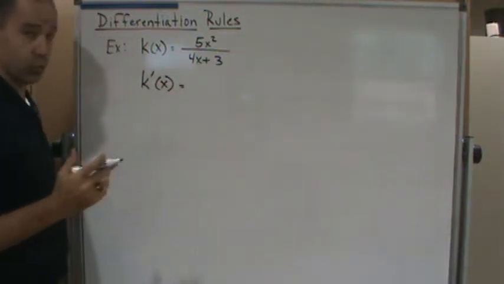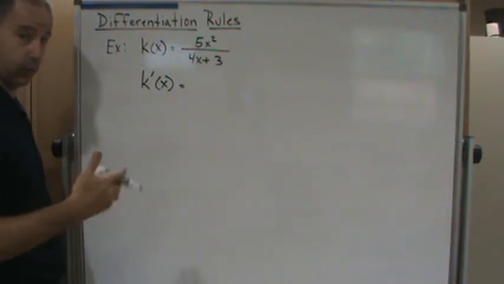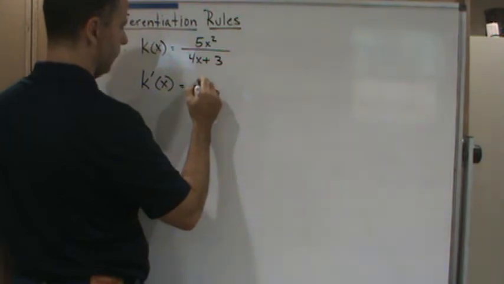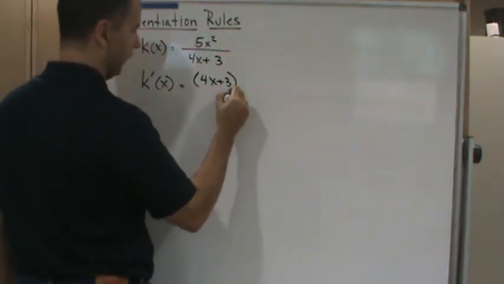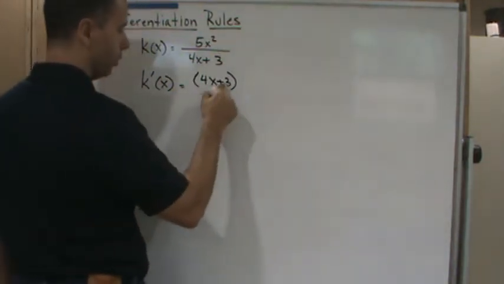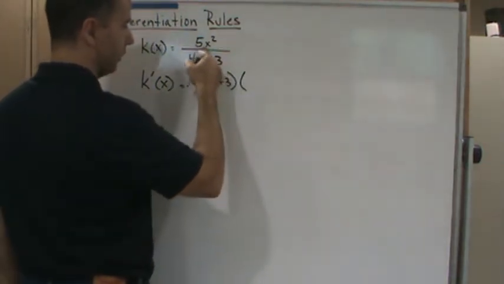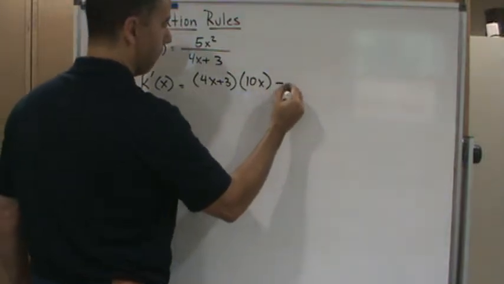And so the quotient rule, remember, it's low d high minus high d low over low squared. So low first. So it's 4x plus 3 times d high. So low d high. So the derivative of the top, which in this case is going to be 10x minus.